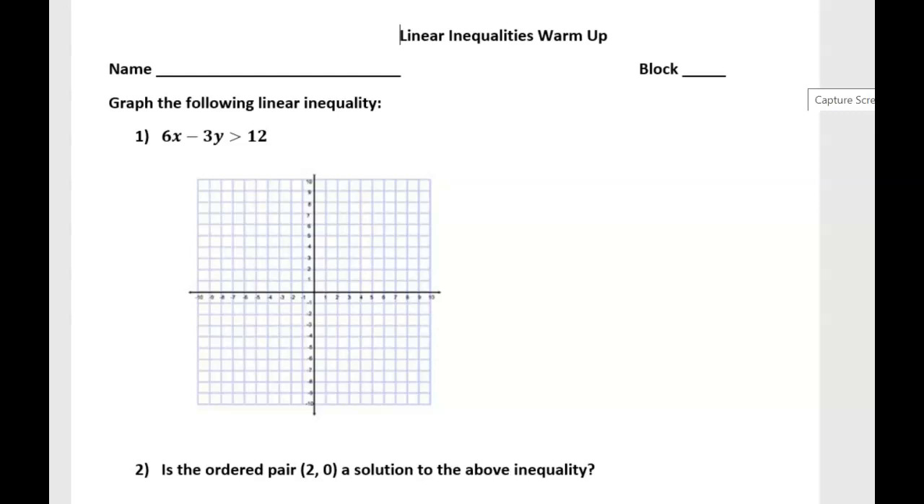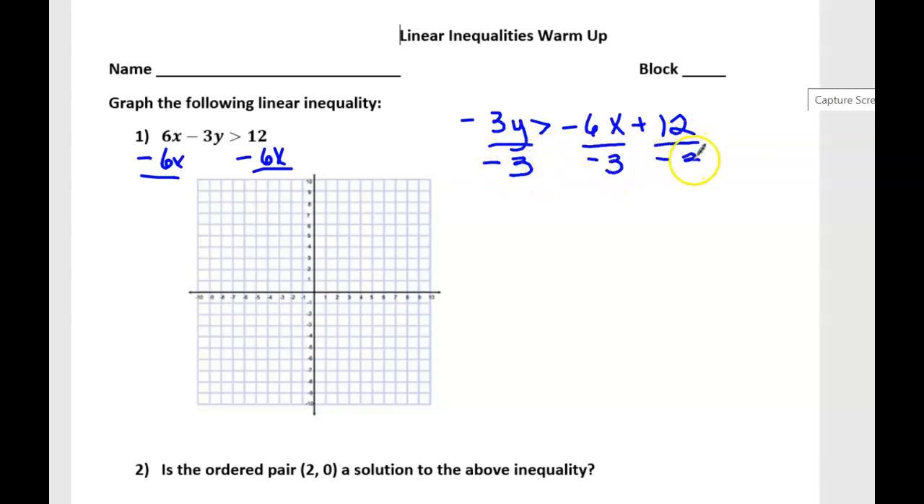So we learned that you take the inequality and first make sure it's in slope-intercept form, and this one is not. So I'm going to start by subtracting 6x from both sides. And when I do that, I get negative 3y is greater than negative 6x plus 12. Now I'm going to divide both sides by negative 3, but I want you to be careful because you notice we divided both sides by a negative, so we need to flip the inequality symbol. So this is going to be y is less than 2x minus 4.